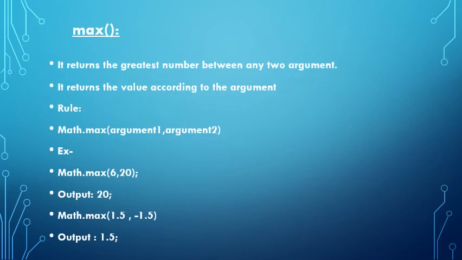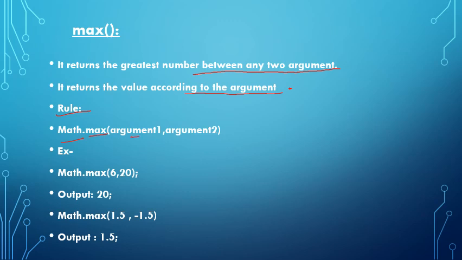The next function is Math.max. It returns the greatest number between any two arguments, meaning it also takes two arguments. It returns the value according to the argument. So if the argument is integer, it returns integer. If the argument is float, it returns float. If the argument is double, it returns double.